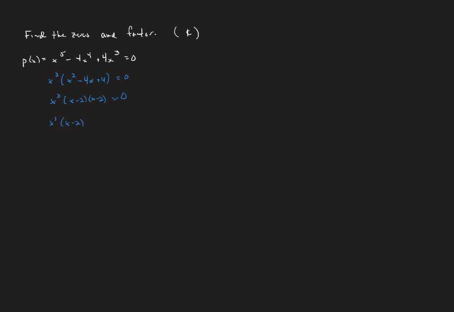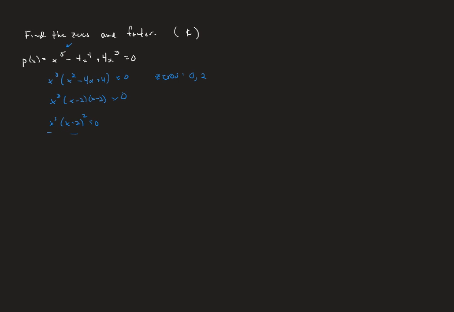So our zeros, now we know that there has to be 5 of them because it's a fifth degree polynomial, but we can see from our factorization that some of these are repeated zeros, repeated roots. They have multiplicity greater than 1. So we get 0 and 2 are the only distinct zeros, the only ones that are different from each other.